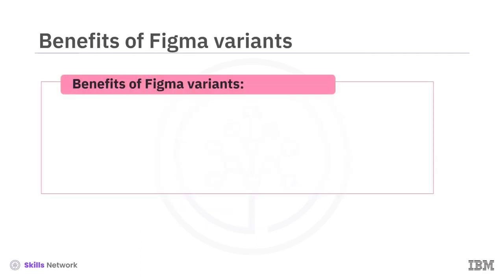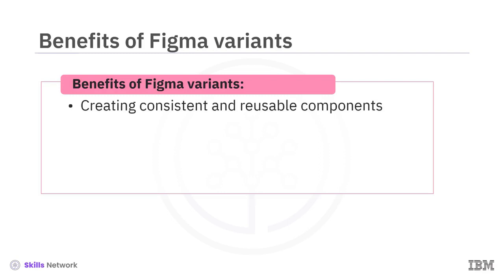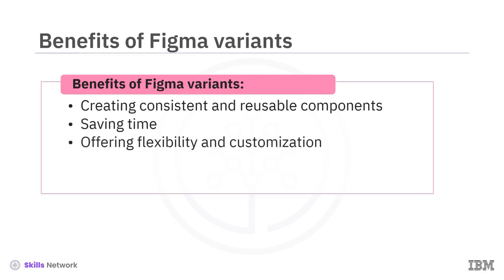Let's now discuss a powerful feature in Figma, variants. It allows the creation of multiple versions of a component with different states, such as hover, active, or disabled. Let's explore the benefits of variants in Figma. Variants allow the creation of consistent and reusable components across the design. Variants automate the process of creating and updating components, saving you time. Instead of creating a separate component for each state or style, you can create variants of a single component and customize them as needed.